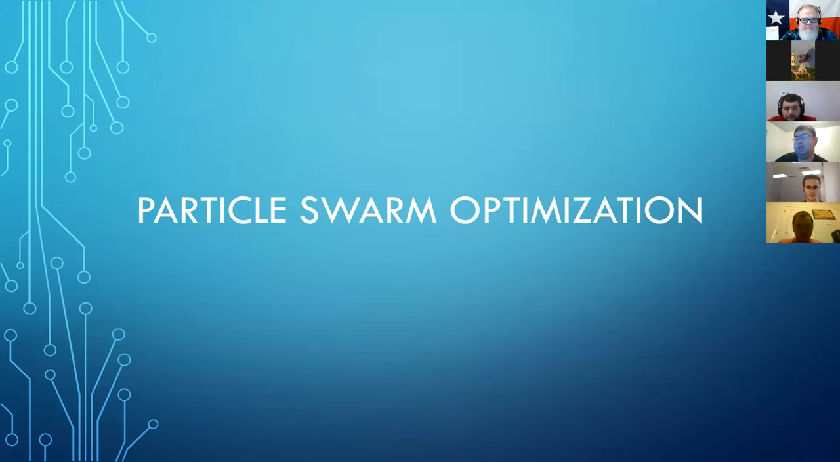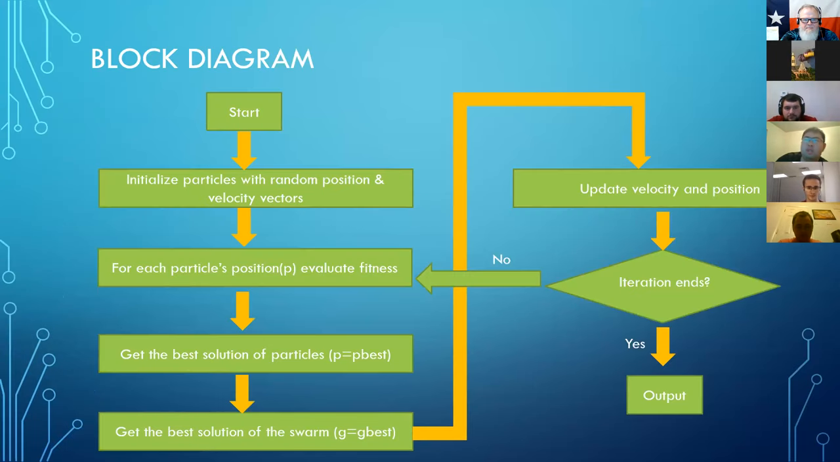I'm typically examining the particle swarm optimization. And this is the block diagram. First we start with initialization of the particles with random position and velocity vectors. For each particle's position, we evaluate the fitness, and we get the best solution of the particles, and we also get the best solution of the swarm. Then we update the velocity and the position, and we see if the iteration ends. If not, we go back and do the loop.